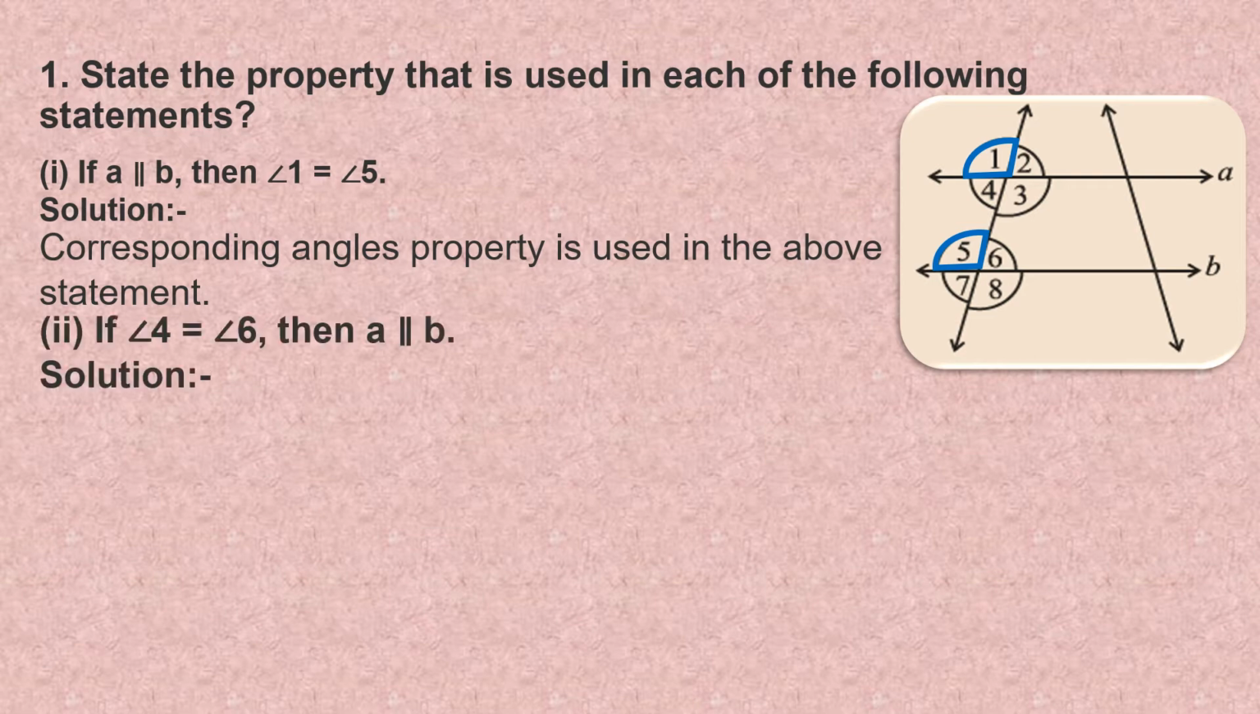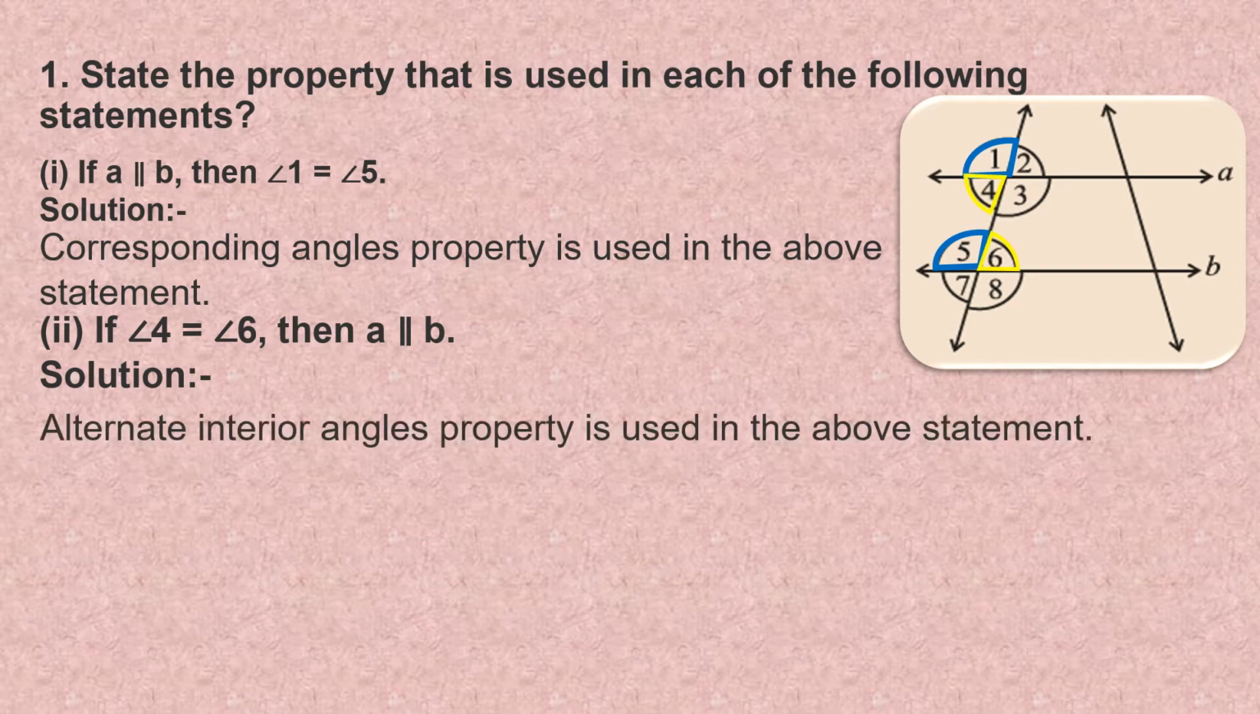If angle 4 equals angle 6, then A is parallel to B. What is the property used in this statement? Angle 4 and angle 6 are alternate interior angles. Alternate interior angles are equal.